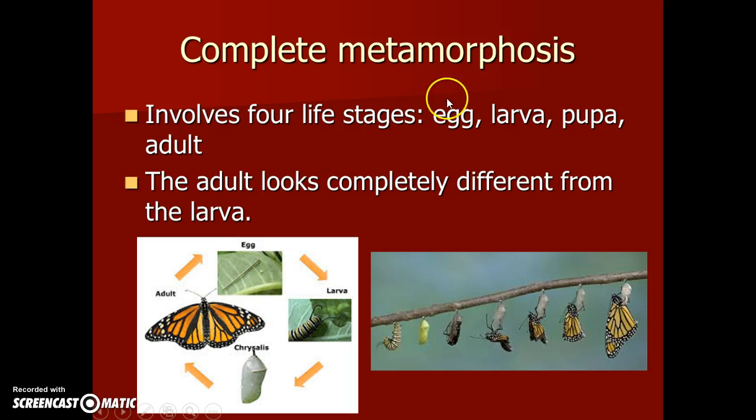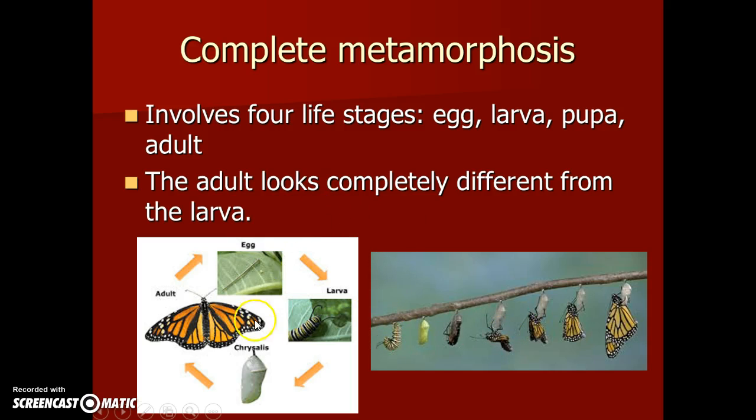The insect starts out, of course, as an egg. Then it turns into a larva, which usually is a worm-looking thing. Then it goes into the pupa stage, which is this stage here. And then it goes into the adult stage, which in this case the caterpillar turns into a butterfly. And specifically, yes, this is the monarch butterfly.